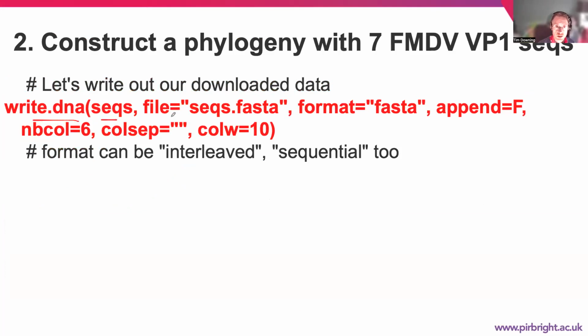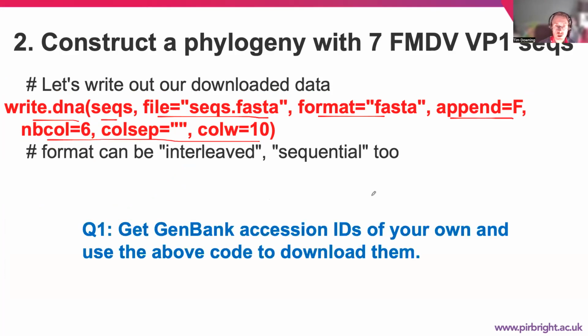We'll write out the sequences to a file. It's in the format of FASTA, where append is false. The number of bases per column and the width is just cosmetic. It doesn't matter too much. And what you can do then is use this code to get the GenBank accessions of your own and download them. So let's look at that now on RStudio.